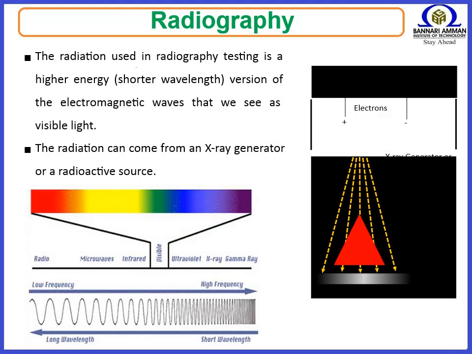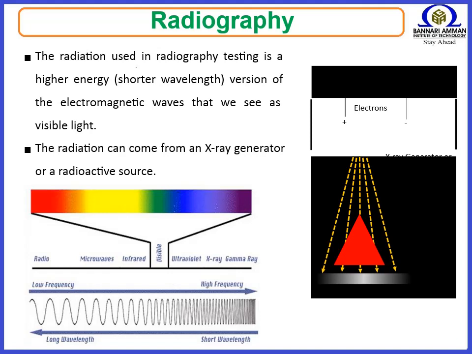Radiography. The radiation used in radiography testing is a higher energy, shorter wavelength version of the electromagnetic waves that we see as visible light. The radiation can come from an X-ray generator or a radioactive source. Industrial radiography involves exposing a test object to penetrating radiation so that the radiation passes through the object being inspected and a recording medium placed against the opposite side of that object.